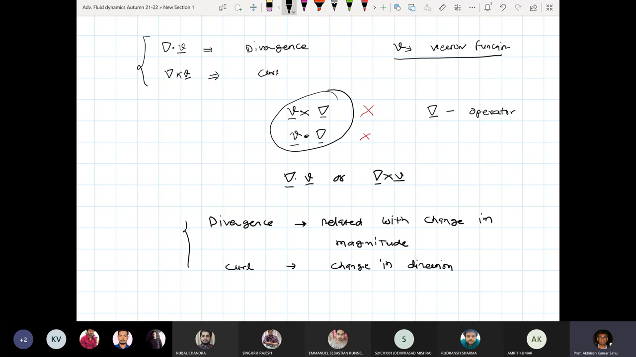And curl is about the change in direction. When you are going from one point to another point, how is the direction changing? That information is contained in curl. And how much the magnitude of that vector is changing, that information is contained in the divergence.